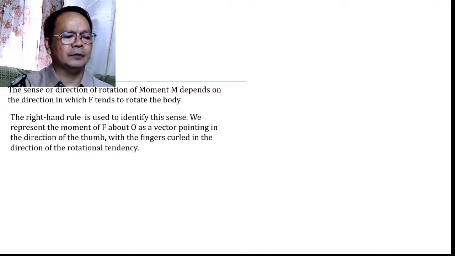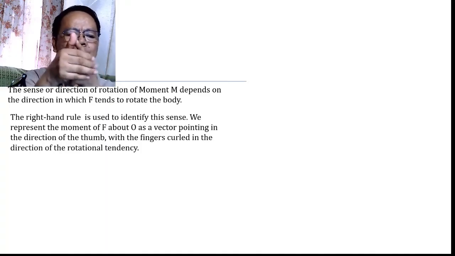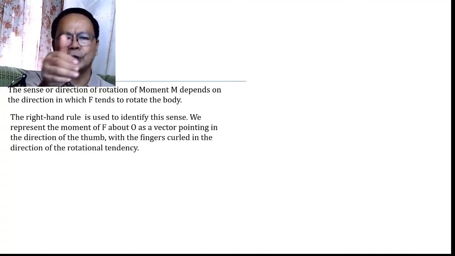We represent the moment of the force about O as a vector pointing in the direction of the thumb. Ito daw ay nire-represent being a vector na kung saan ang direction ng moment is pointed by our thumb, with the fingers curled in the direction of the rotational tendency, na kung saan yung rotation ng moment is shown by how our fingers are curled against that axis.